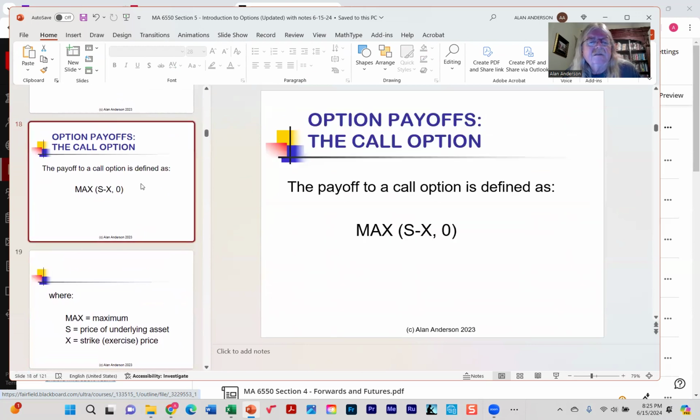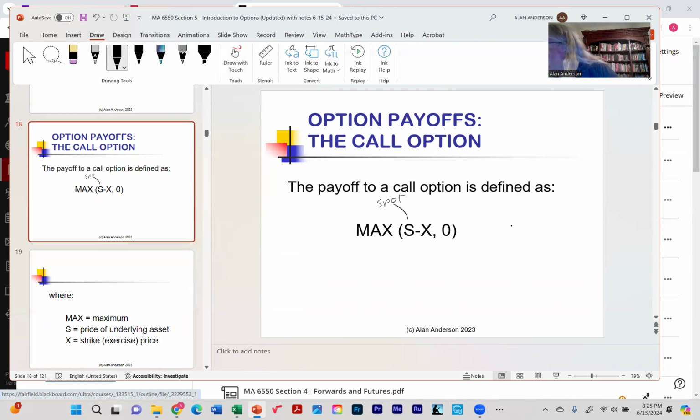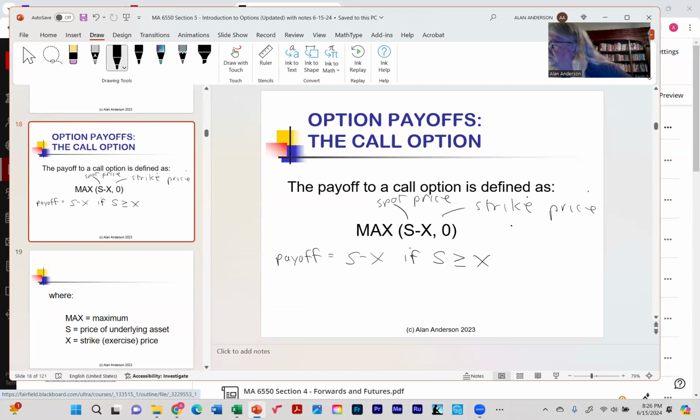Let's go back here for a second. So what is this all about? This is the spot price of the asset, and this is the strike price. Why is it written like this, by the way? It's a compact way of saying that payoff equals S minus X if the option is in or at the money.